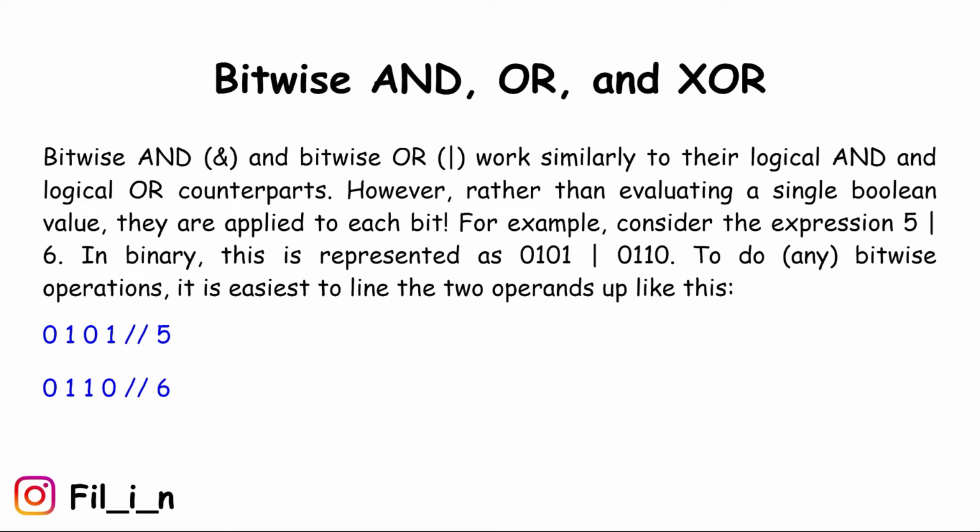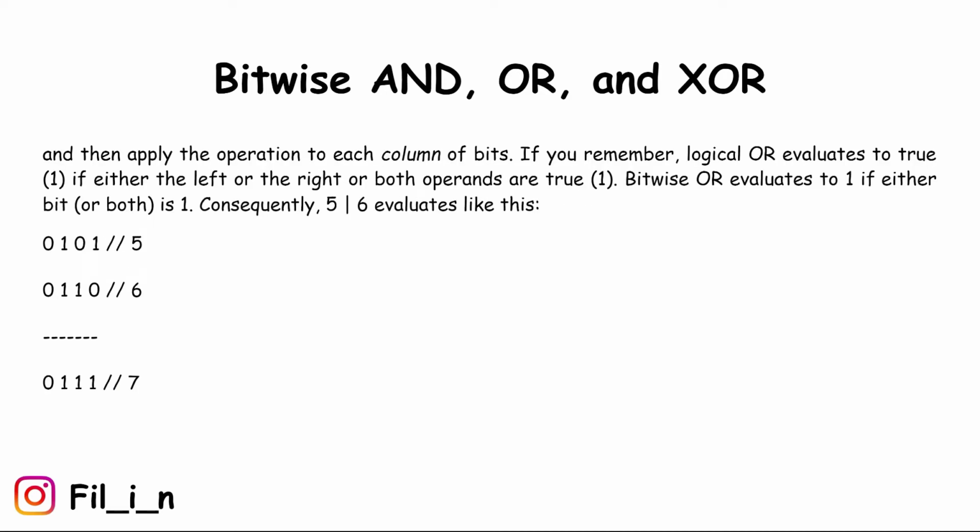For example, consider the expression 5 | 6. In binary, this is represented as 0101 | 0110. To do any bitwise operations, it is easiest to line the two operands up like this: 0101, 0110, and then apply the operation to each column of bits. If you remember, logical OR evaluates to true, 1, if either the left or the right or both operands are true, 1. Bitwise OR evaluates to 1 if either bit, or both, is 1.